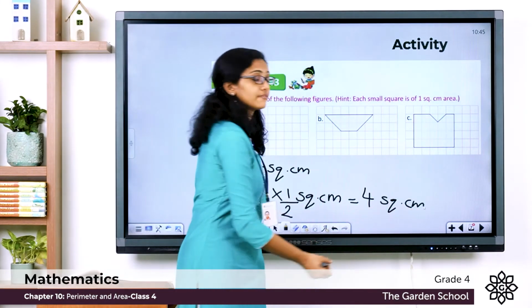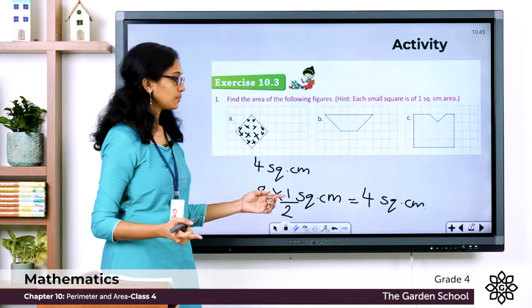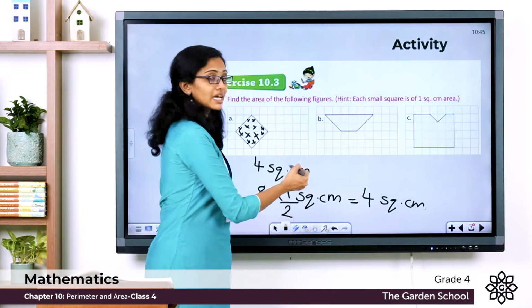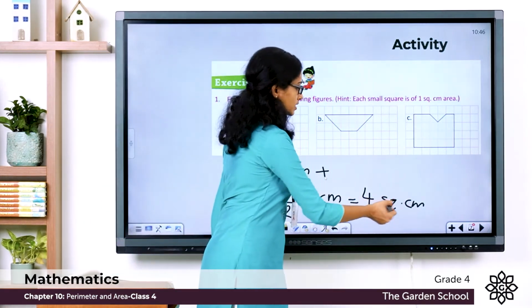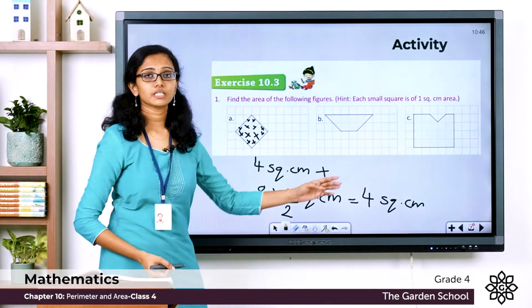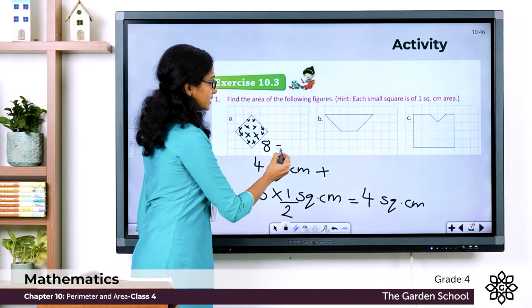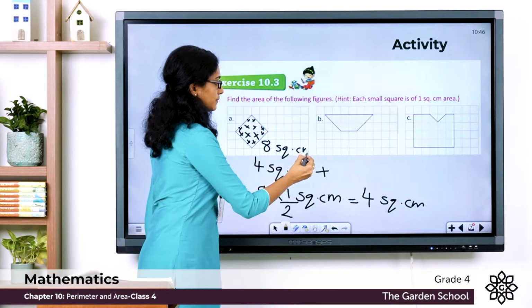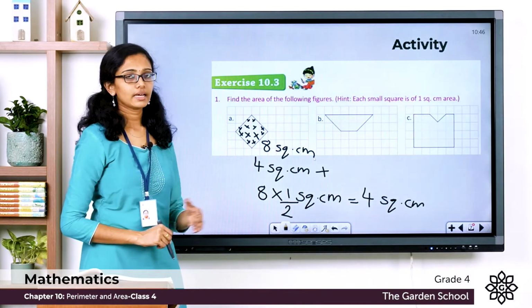Now, we can easily find out what is the total area of this figure. So, the total area will be equal to the area of the full squares plus the area of the half squares. So, what is 4 square centimeter plus 4 square centimeter? It is equal to a total of 8 square centimeter. So, the area of the figure given here is equal to 8 square centimeter.